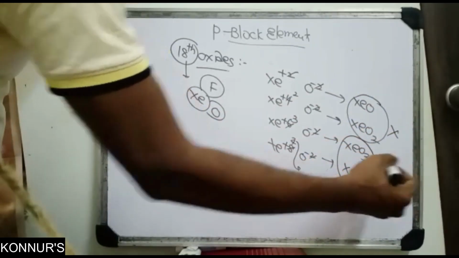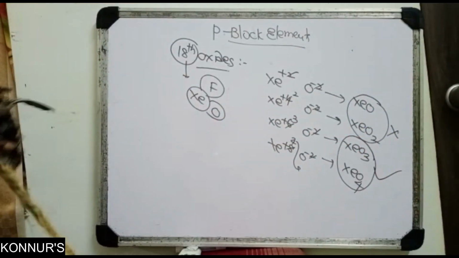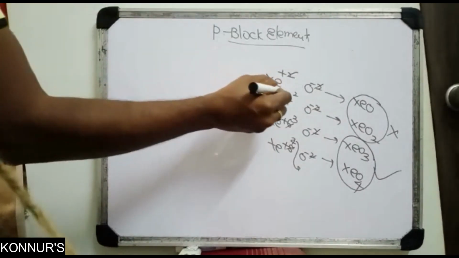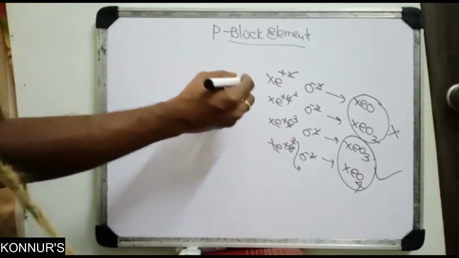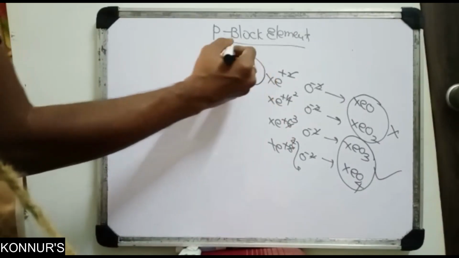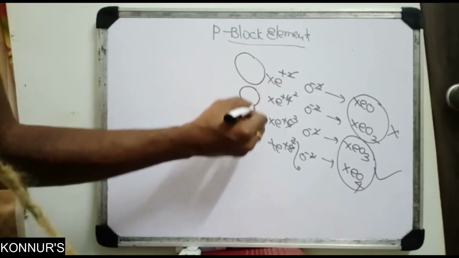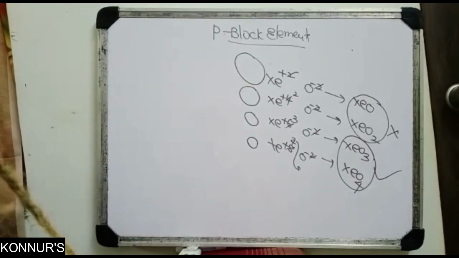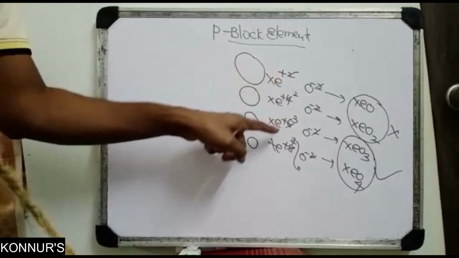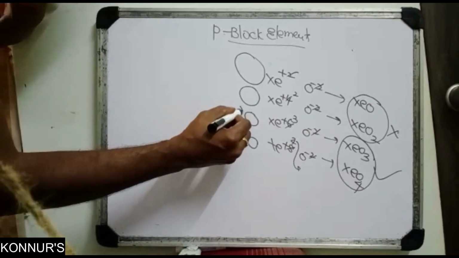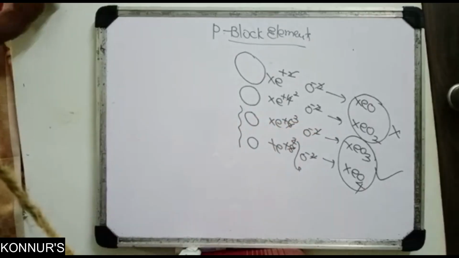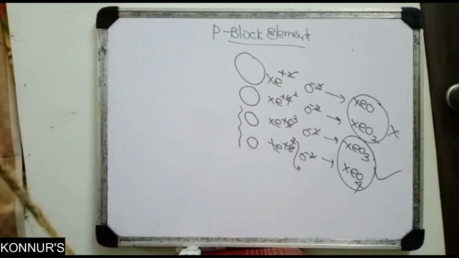Only these two are available. See, as positive charge increases, the size decreases. Xe +2 has a large size. Next the size decreases, next the size decreases, and so you are coming to here. The sizes of Xe +6 and Xe +8 are close to oxygen. So that's why these exist.